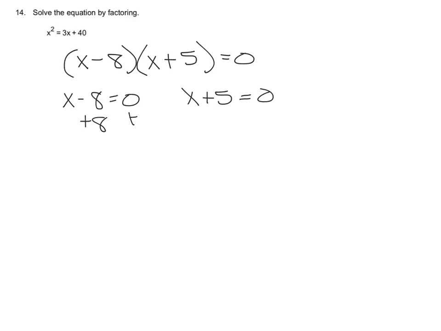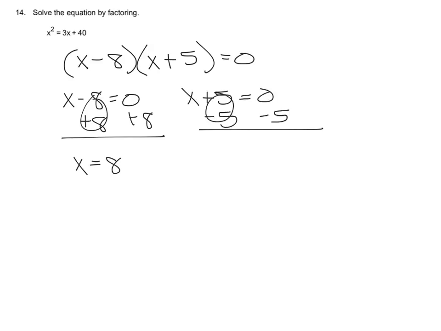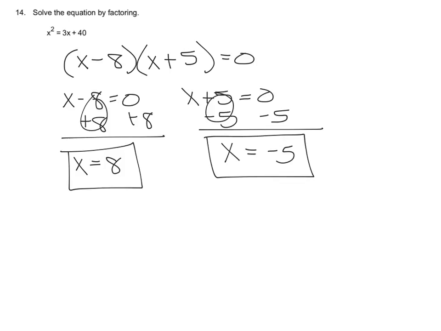Here I'll add 8 to both sides, and I get x equals 8. Next, we'll subtract 5 from both sides, and we get x equals negative 5. So my solutions are x equals 8 and x equals negative 5.